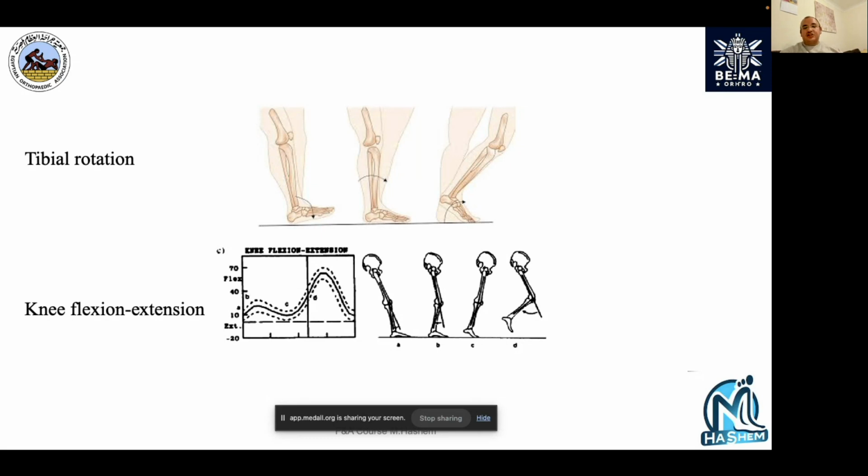Hassan, if you check the question, this is very important. These two pictures are the most important again. You will not get it from any normal reading. If anyone needs me to repeat it, I'm happy to do so. The tibia rotation and the knee flexion extension coupling are very, very important. Any questions? There are no questions. Perfect.